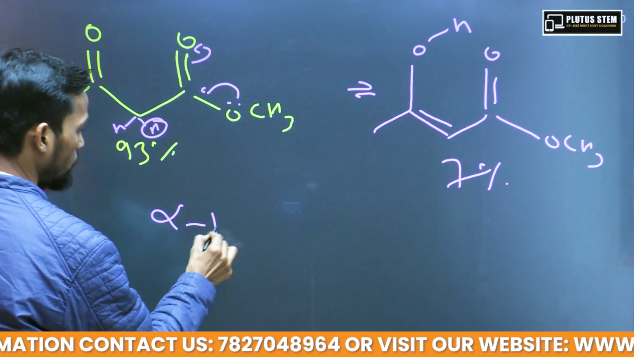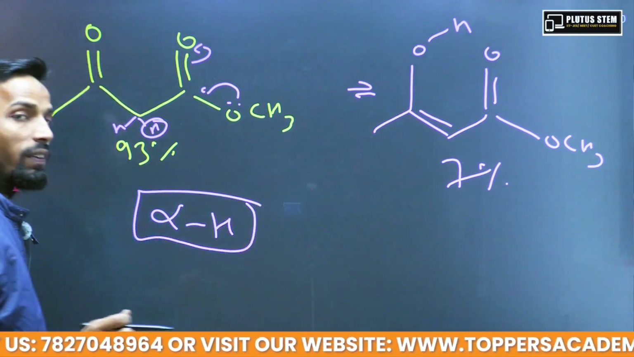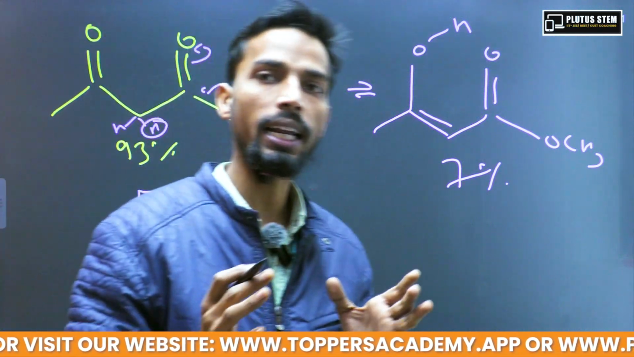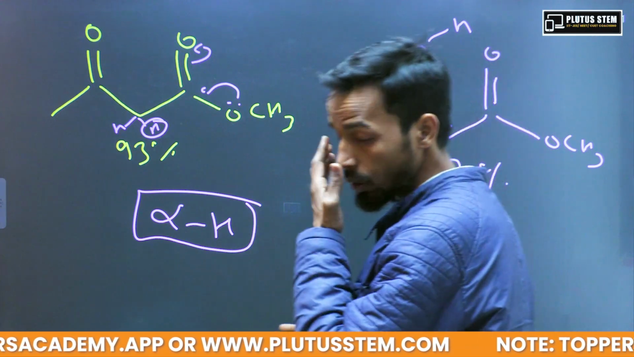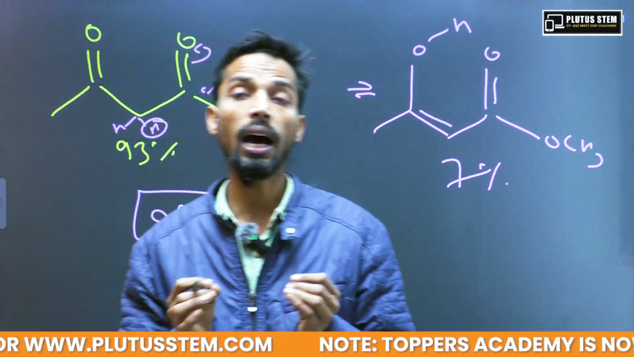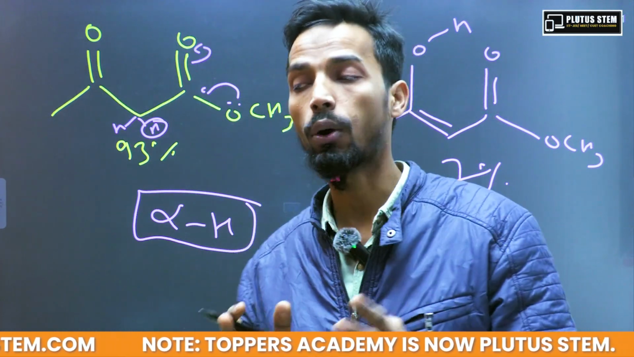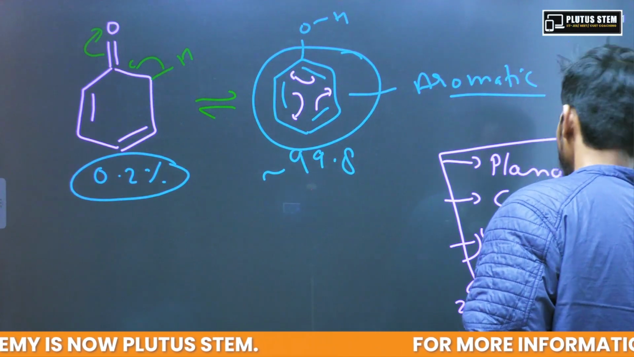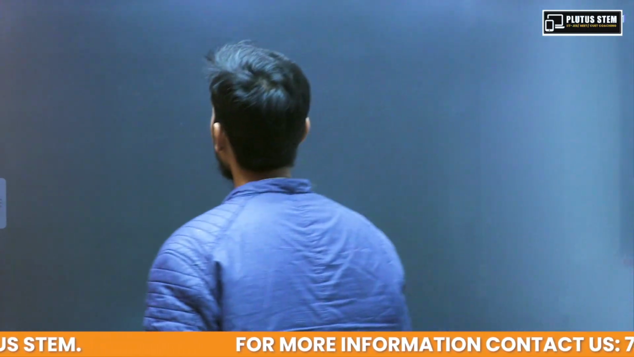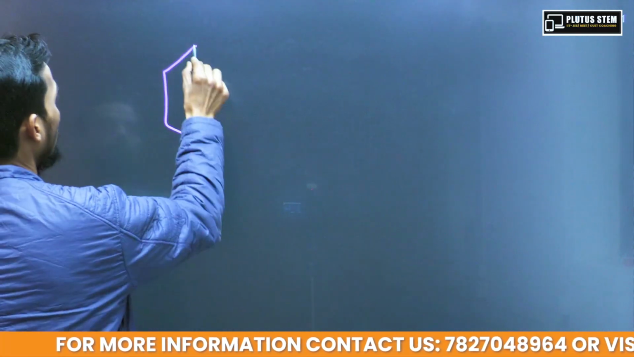Alpha hydrogen abstraction is quite a necessary condition to give this keto-enol tautomerism. In the keto-enol tautomerization, we are going to see that this alpha hydrogen abstraction is quite a necessary step. But I will tell you one more exceptional example of this.